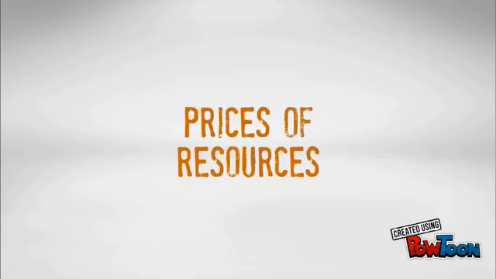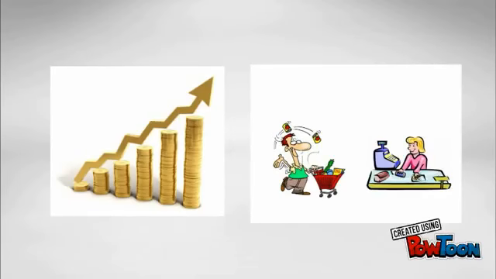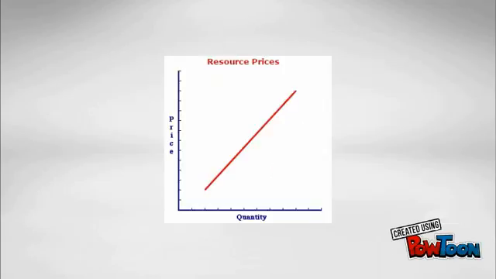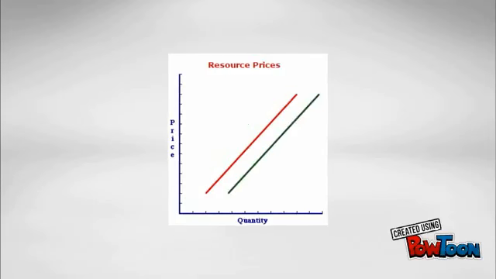Prices of resources. Since profit is a major incentive for producers to supply goods and services, an increase in profits increases the supply and a decrease in profits reduces the supply. An increase in resource prices reduces the supply and the supply curve is shifted leftwards, whereas a decrease in resource prices increases the supply and the supply curve is shifted rightwards.